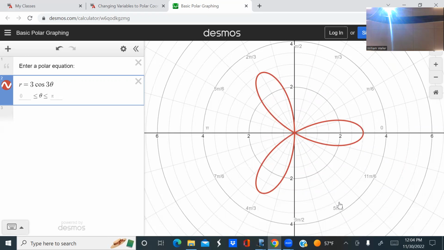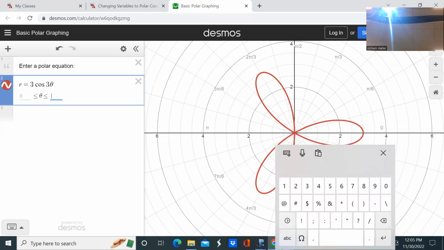But notice that Desmos actually adjusted this for us. We're using a domain of 0 to what? Only pi is necessary. So if you go from 0 to pi, you get the entire rose. Now, if you go bigger than this, that's okay. In terms of graphing, that's all right.